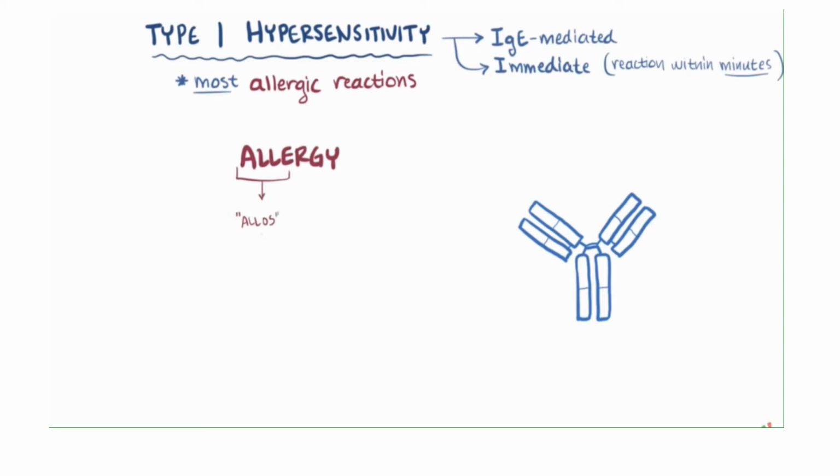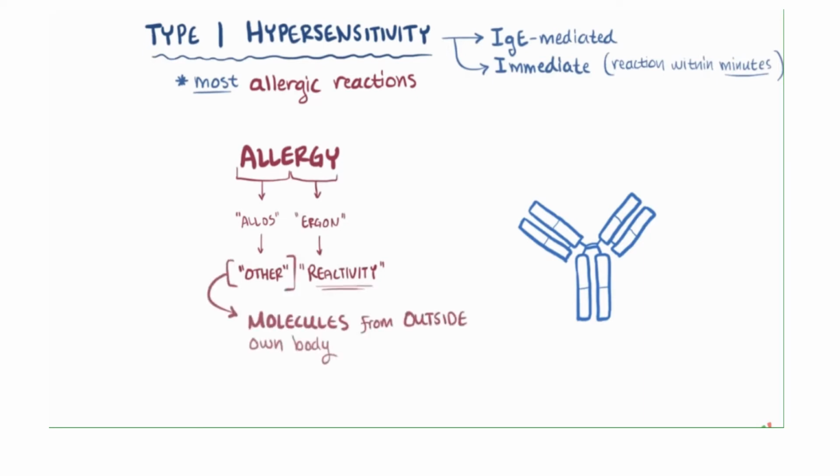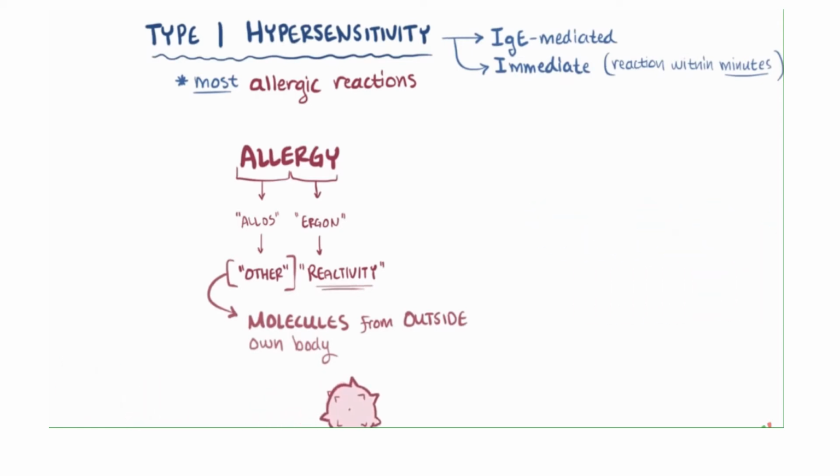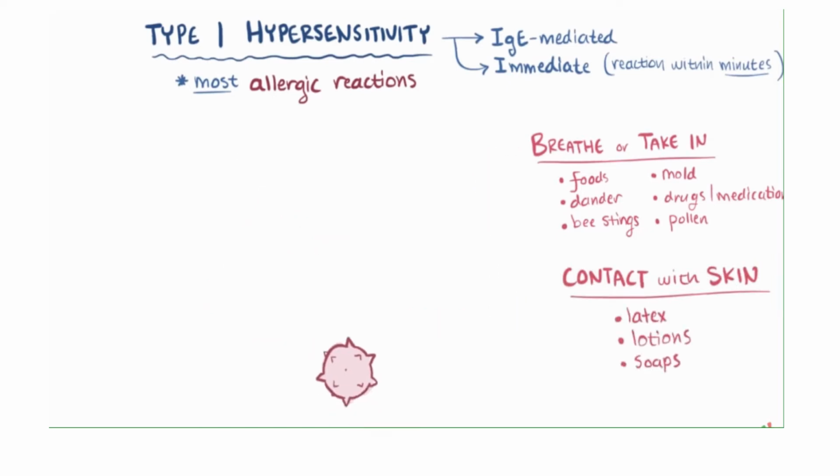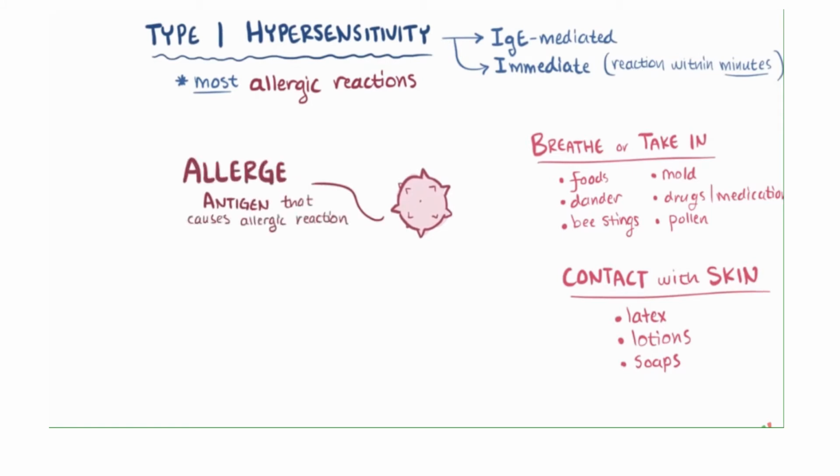Allergy comes from the Greek allos, which roughly means other, and ergon, which means reactivity. Essentially, allergies are reactions to molecules from outside your own body that most people don't react to. And these are specific molecules from things you might breathe or take in, like foods, animal dander, bee stings, mold, drugs or medications, and pollen. But you can also mount an allergic reaction to things you come in contact with on your skin, like latex, lotions, and soaps. These specific molecules are also called antigens, and when they cause an allergic reaction, they're called allergens.